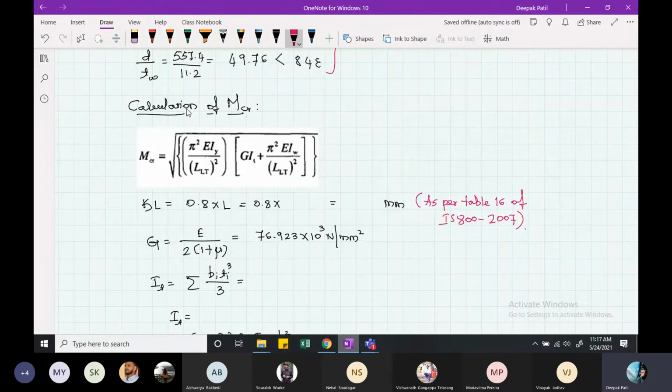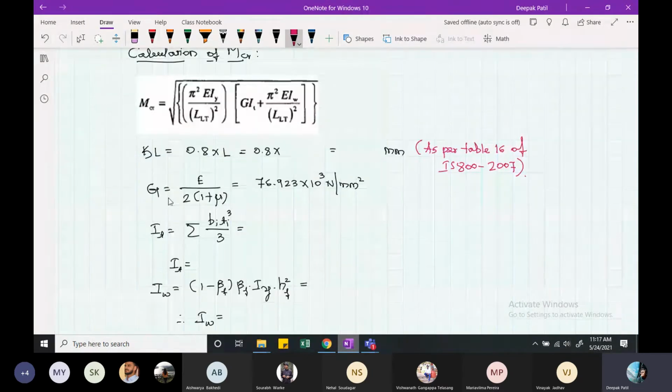The procedures are same as usual, what we are doing, only there will be a small change. Right, now we have to calculate the elastic critical moment. The formula for a simply supported beam or a cantilever beam remains the same. Now I have to calculate the KL, that is the effective length of the beam. In simply supported beams, we used to calculate KL as the length of the beam itself. But in this case, you have to calculate it as 0.8 times L.